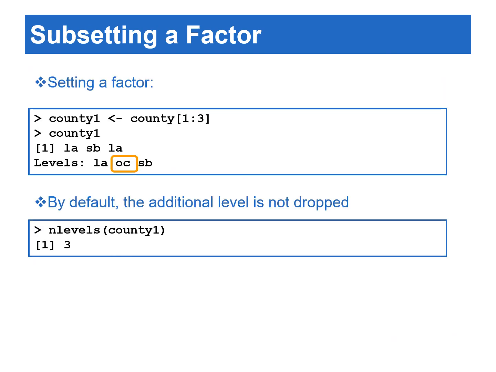Subsetting a factor is similar to subsetting a vector. For example, we can select the first three elements of a factor by enclosing 1 to 3 within the square brackets. But one thing we need to be careful about when selecting elements from a factor. For example, after selecting the first three elements from the county factor, we have LA, SB, and LA. That means the returned value should only have two levels. But the printed result tells us there are still 3 levels in the result. The nlevels function further shows us that there are 3 levels in county1 factor.